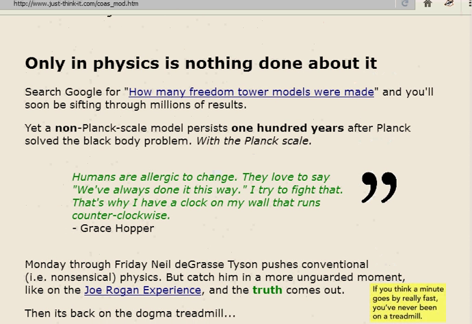Humans are allergic to change. They love to say we've always done it this way. I try to fight that. That's why I have a clock on my wall that runs counterclockwise.